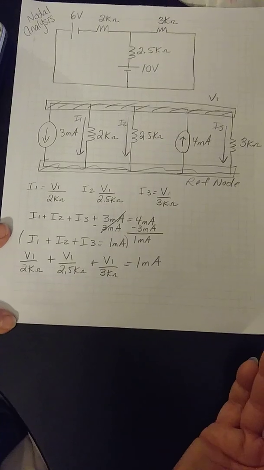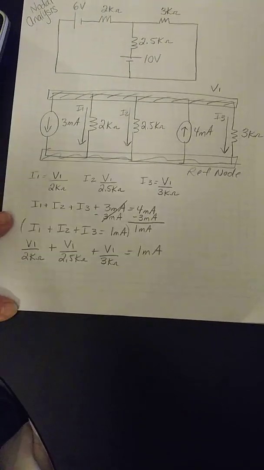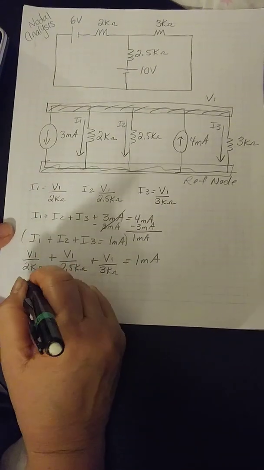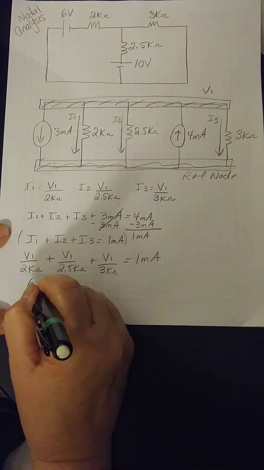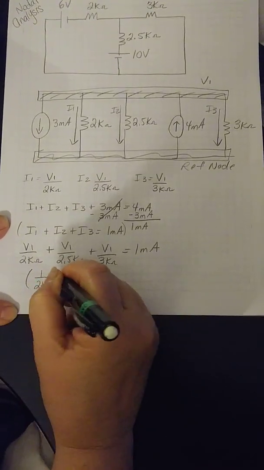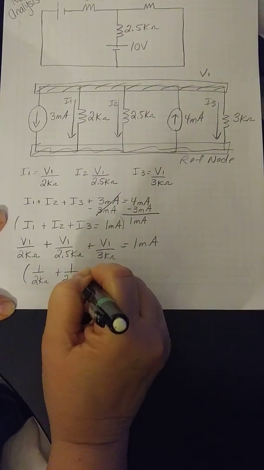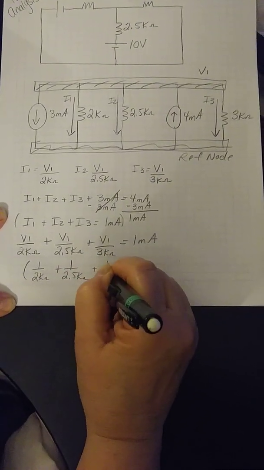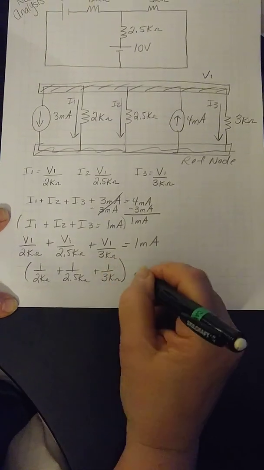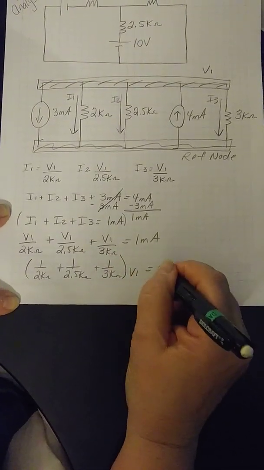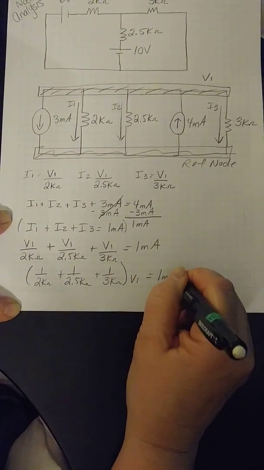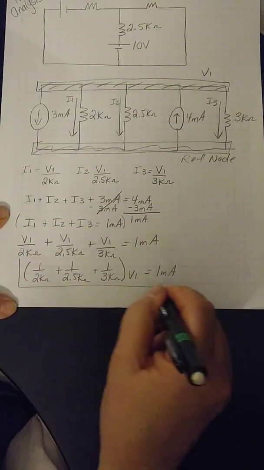If we had another node, we would put the V1s together and the V2s. There's only one node, so it's going to be 1 over 2K ohms plus 1 over 2.5K ohms plus 1 over 3K ohms. All of that times V1 equals 1 milliamp. And this is our one equation.